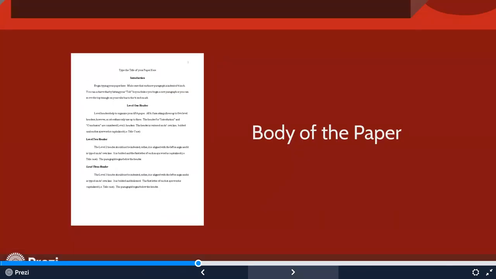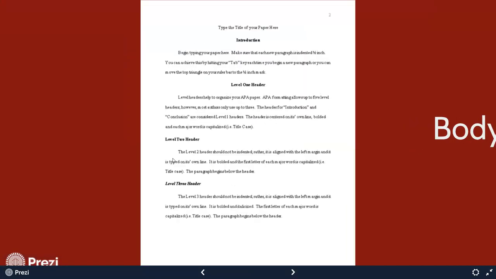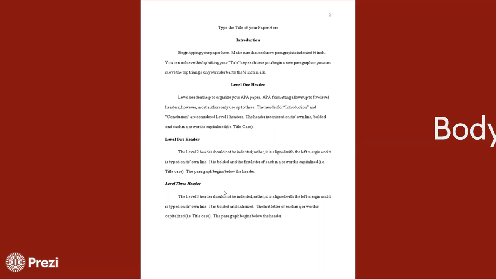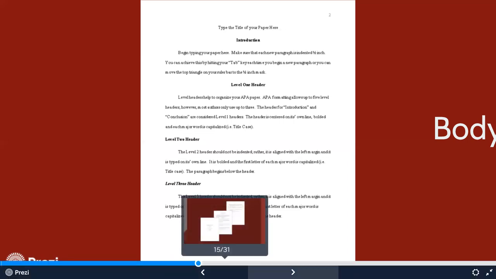After that comes the body of your paper. Now, this could be one page long. It could be 5 to 7 pages long. It's whatever your instructor tells you to do. And notice how each individual paragraph is indented a half inch. Notice how everything is double spaced, and your main section headers are centered as well as bolded. And then if you have headers under your main section headers, there's specific ways to do that also. But again, this could be one page long. It could be 3 to 5 pages long. You always want to check your rubric or ask your instructor or look at the instructions for your paper so you know how long the body of the paper has to be.